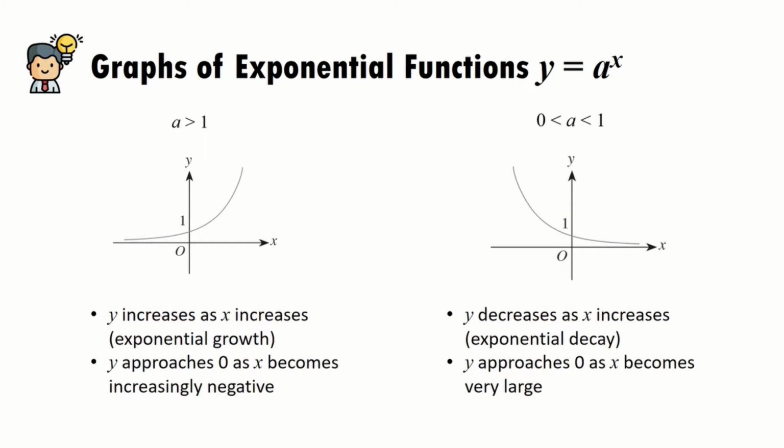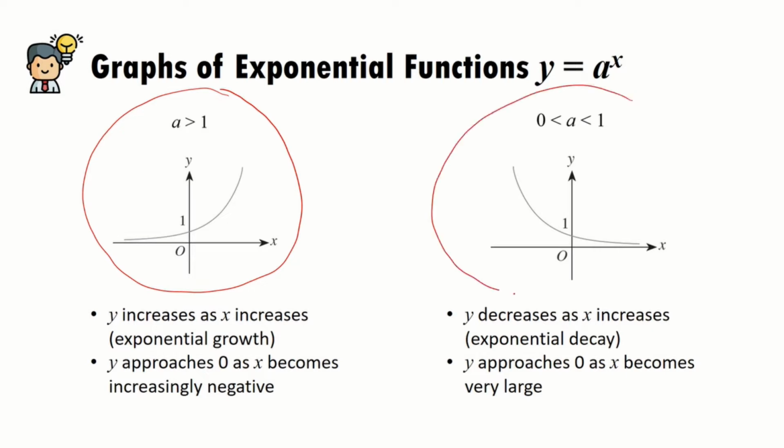The next thing is the graphs of exponential functions y equals to a to the power of x. We should be familiar with these shapes because we have seen them in E-Maths before. Firstly, when a is more than 1, we will be getting a graph in this shape. If a is between 0 to 1, we will get a graph in this shape. Some important things to take note about the graphs is that, first of all, the y-intercept itself is at 1.